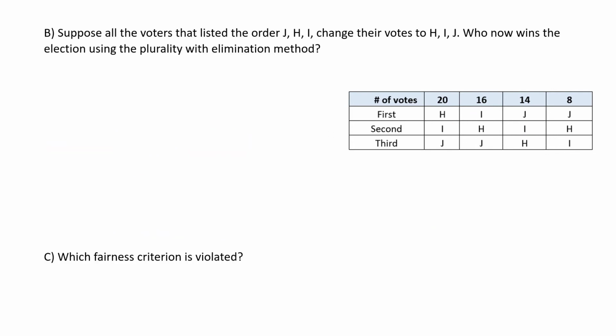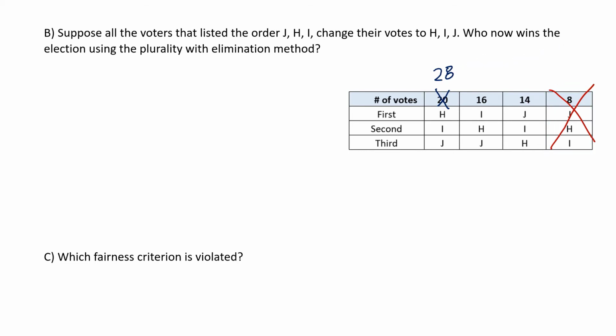Part B, suppose all of the voters that listed the order J, H, and I change their votes to H, I, and J. Who now wins the election using the plurality with elimination? So let's see, J, H, and I all put themselves behind the H, I, and J. So the H, I, and J will have 28 votes, and that last ballot is gone.